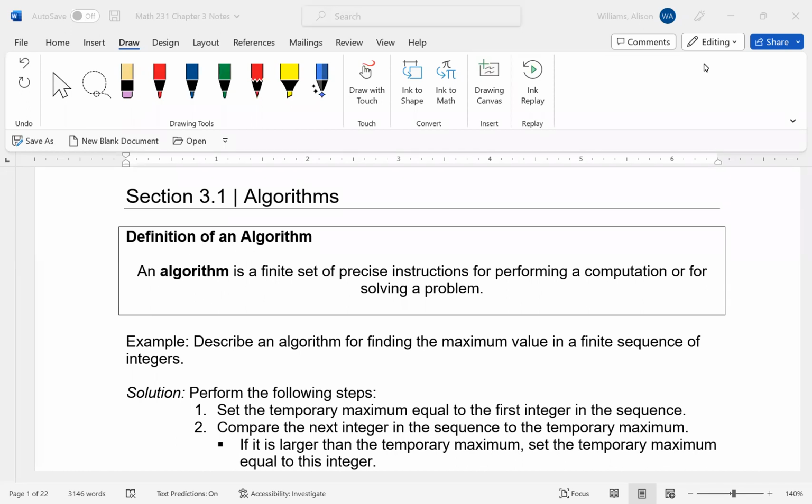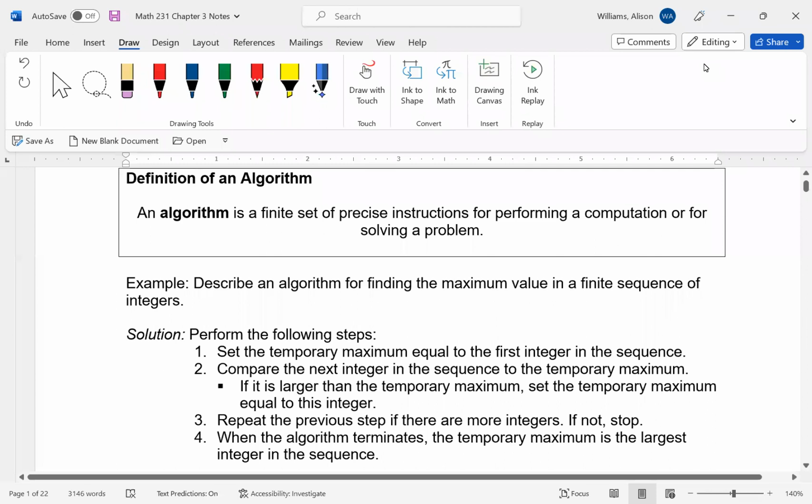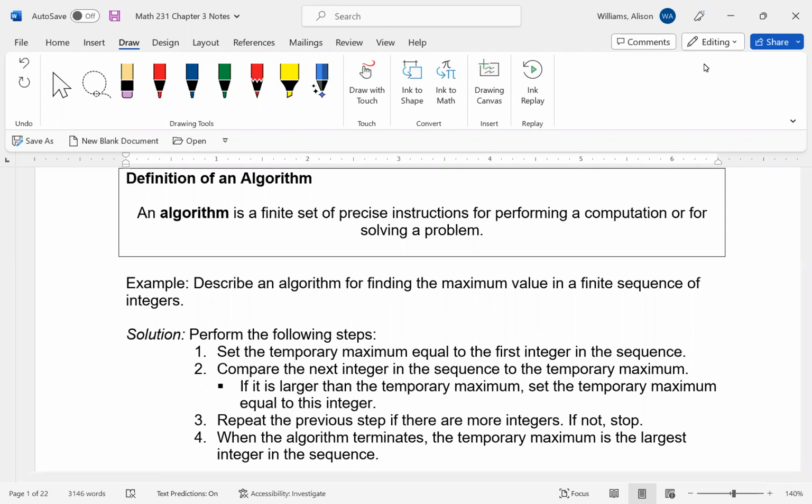All right, so let's look at an example. Let's describe an algorithm for finding the maximum value in a finite sequence of integers. We're looking at a sequence of numbers, and we're going to assume that they're not in order. To figure out which one's the maximum, we would set the temporary maximum to be the very first integer in the sequence, then compare it to the next integer. If the next integer is higher, we set that one to be the maximum. Then we repeat that until we're done with the integers. Once we're done, whatever we have as our temporary max is the largest integer in the sequence. That is the answer.